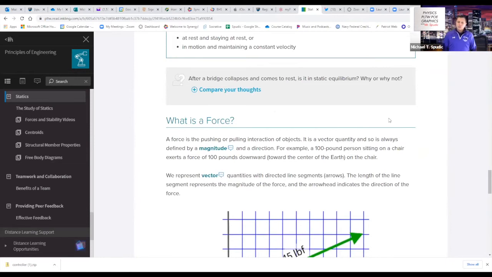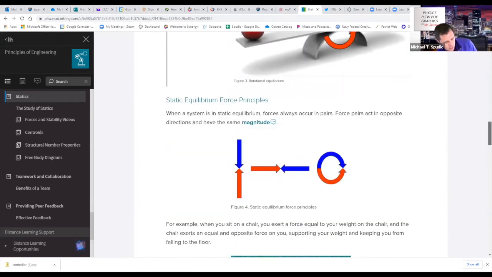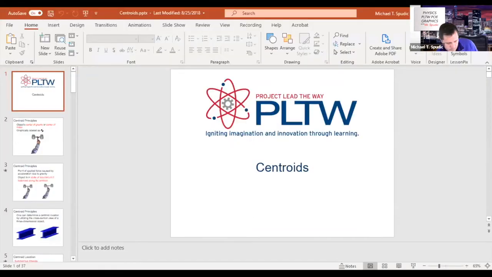Okay, so that was a quick overview of the stuff we're going to cover. But today we're going to be just talking about centroids. And the way I'm going to share the centroids is through this screen right here. All right, so I'm going to do a new share, and I'm sharing PowerPoint. Everybody see that? We're good to go?